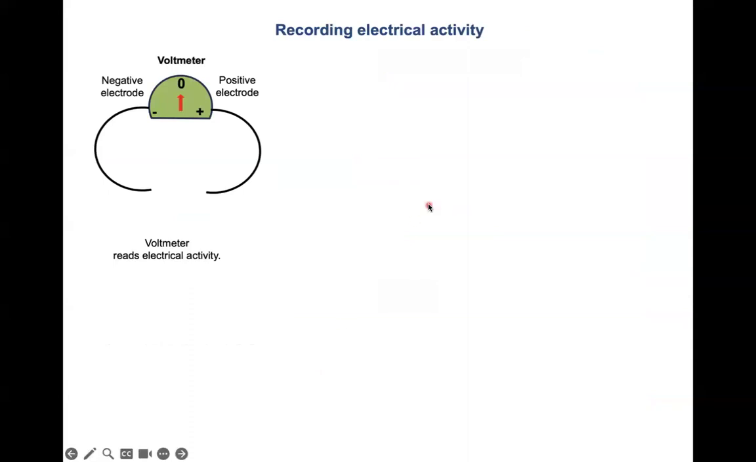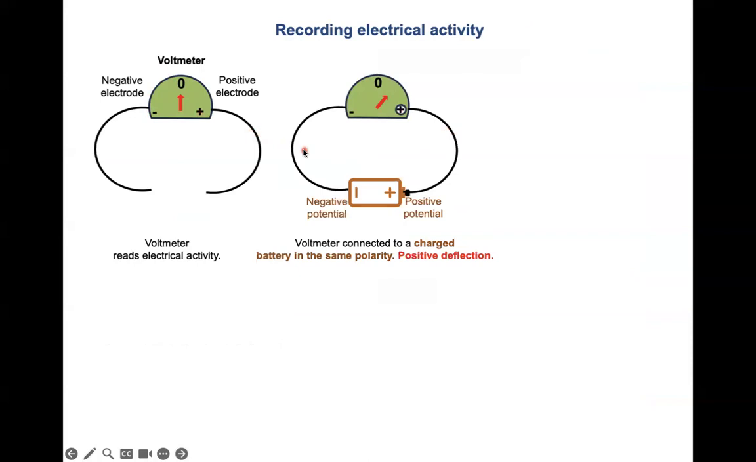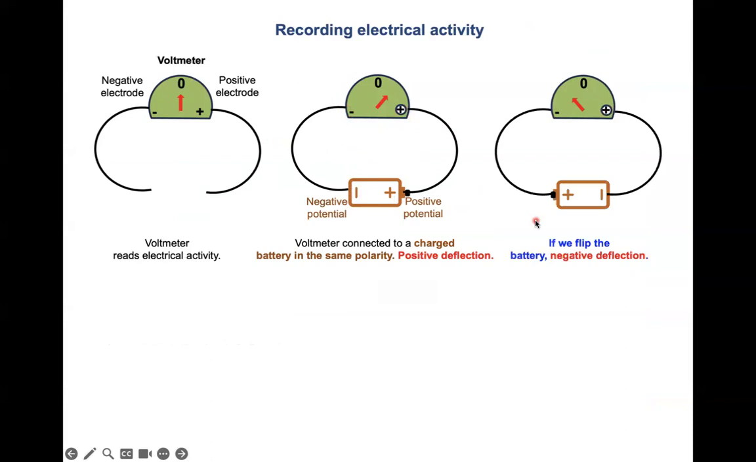Let's take a look at recording electrical activity with a voltmeter. Here we have the negative electrode and here the positive electrode of the voltmeter. Now we connect the battery to the voltmeter. The negative potential of the battery is connected to the negative electrode. The positive potential of the battery is connected to the positive electrode. So then we will have a deflection and it will also be positive, because positive to positive, negative to negative. Now we flip the position of the battery. Then we have a negative deflection.